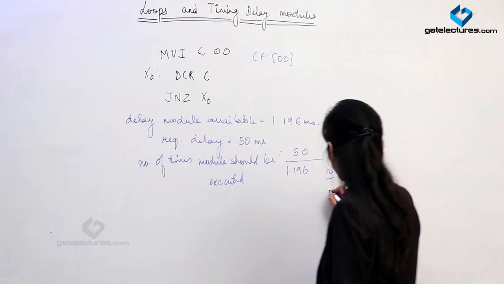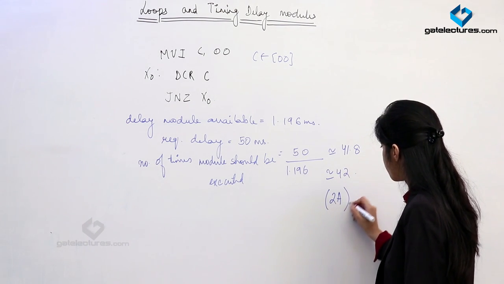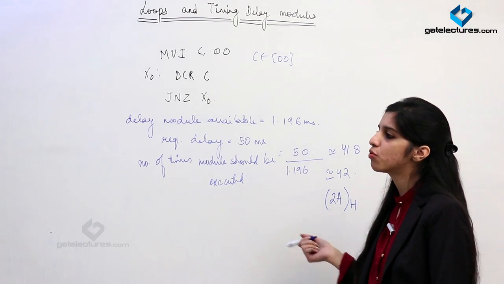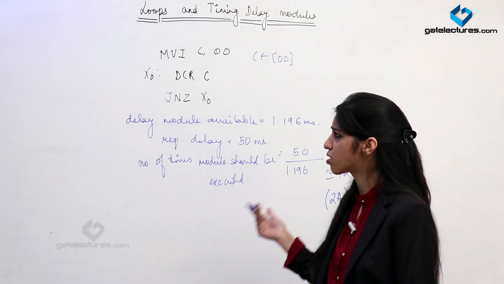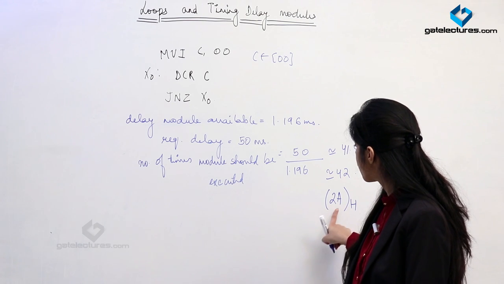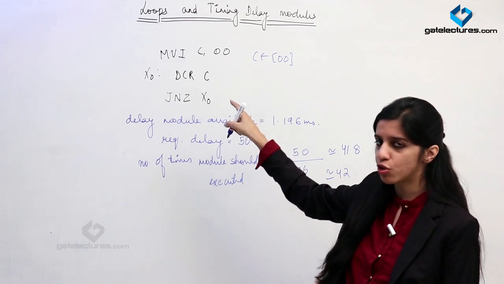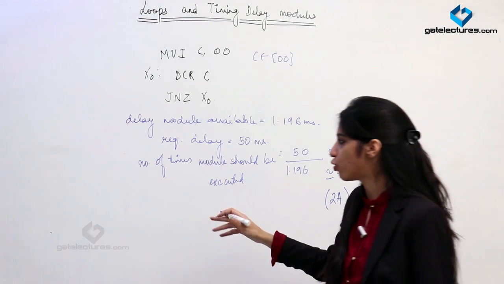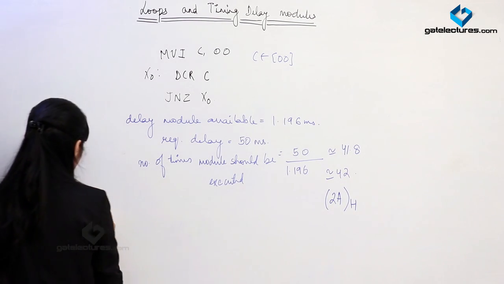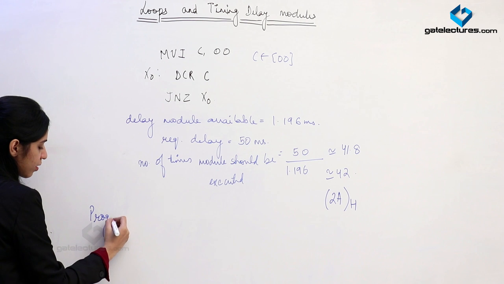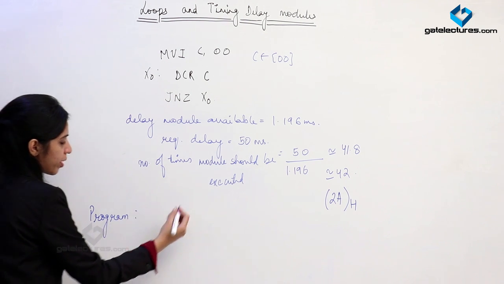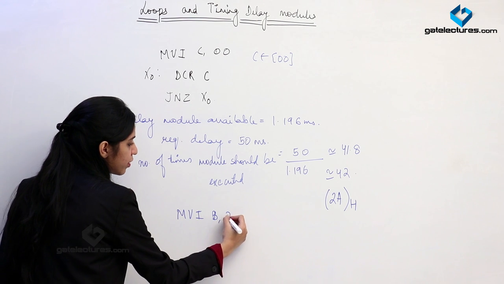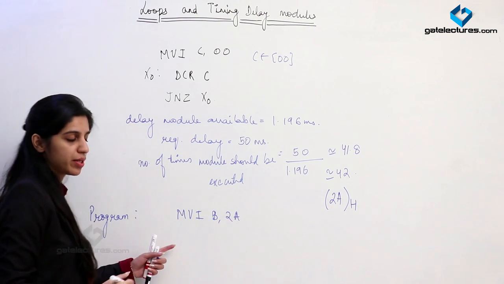Where should I write this? I'm writing it here only. This is going to be 2A in hexadecimal. So now what I am going to do is use another register, any register, maybe B. I'll load B with 2A and I'll execute this loop inside a different loop. Just look at the program. What am I going to do? I'm loading B with 2A, MVI B, 2A.